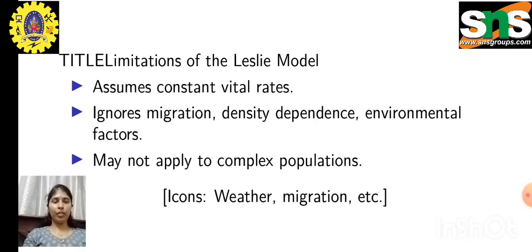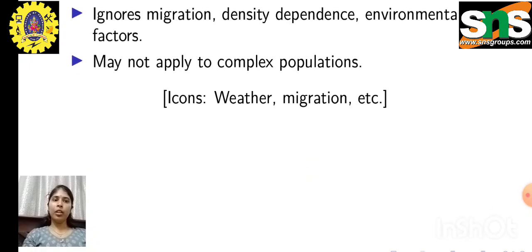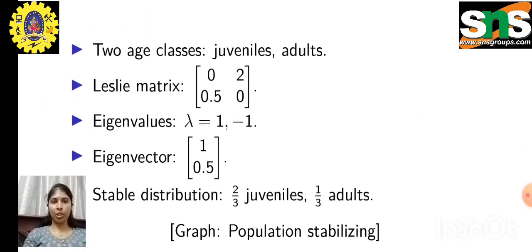Next is the limitation of the Leslie model. This assumes constant vital rates, and it ignores migration, density dependence and environmental factors. So this may not apply to complex populations. For example, weather conditions, migration and so on cannot be calculated using this.